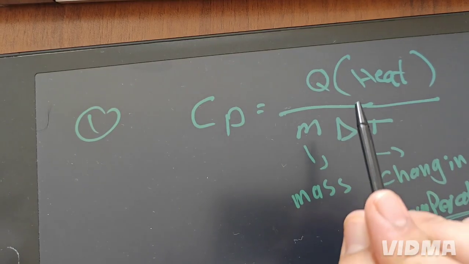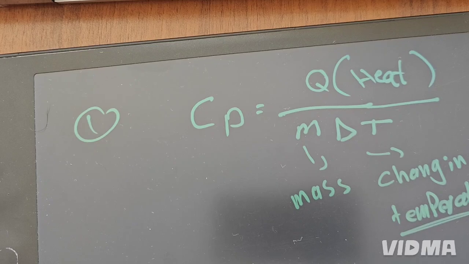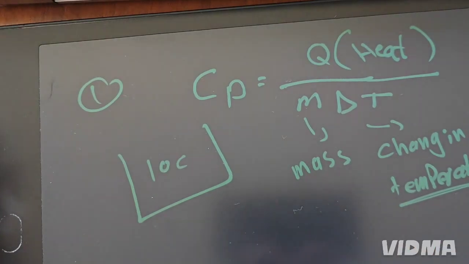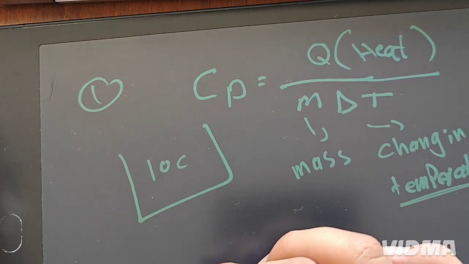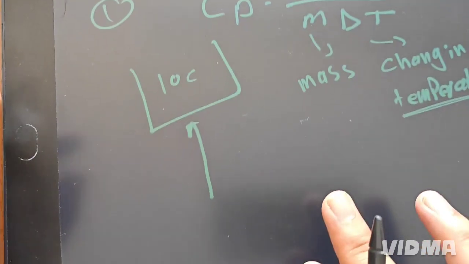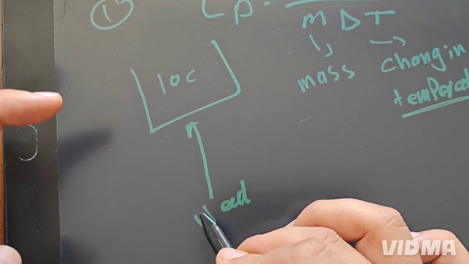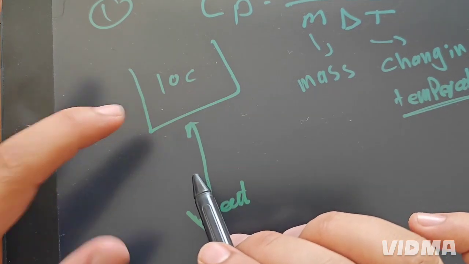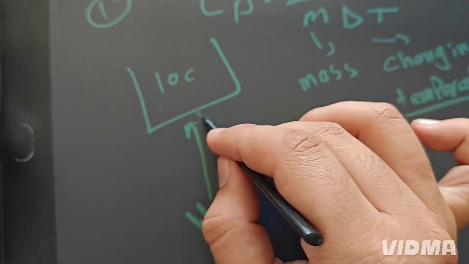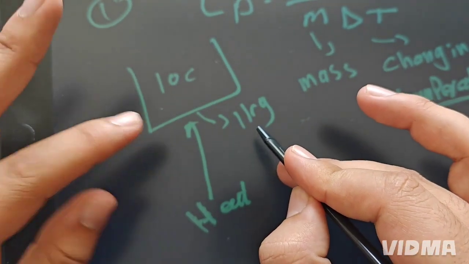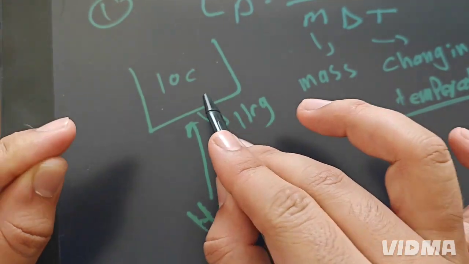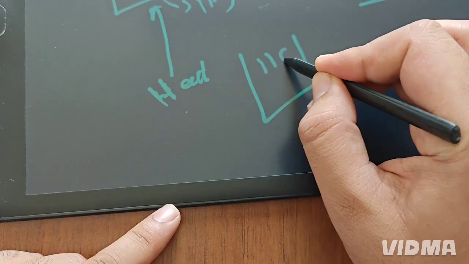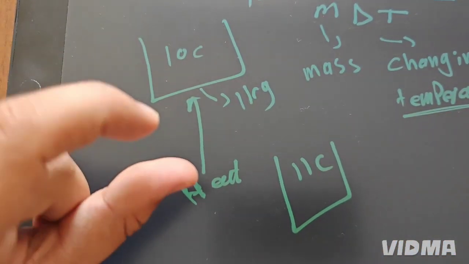The quantity of energy needed to raise, look, in here, for example, we have this object. The temperature of this object, for example, is 10 Celsius. I'm going to give energy, heat, to this object. We want to increase the temperature of this object by only 1 Celsius. The mass of this container is 1 kilogram, and I only want to increase its temperature by 1 Celsius.